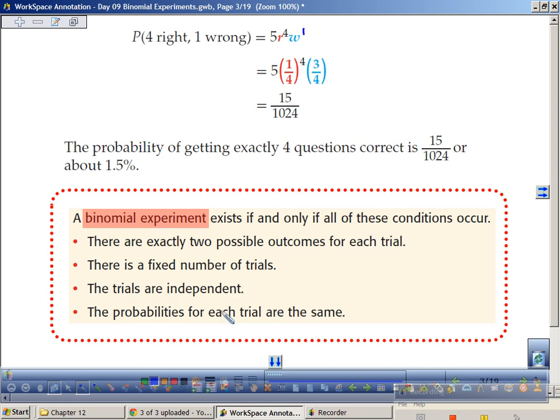The trials are independent. It's not like you take a penny out or you take a marble out and you don't put it back, right? That would be something different. And the probabilities for each trial are the same. No matter which problem you're doing on a test, if it's a multiple choice, you've always got a 1 in 4 chance of getting it correct. Yes? That's not going to change when you go to number 2, right?